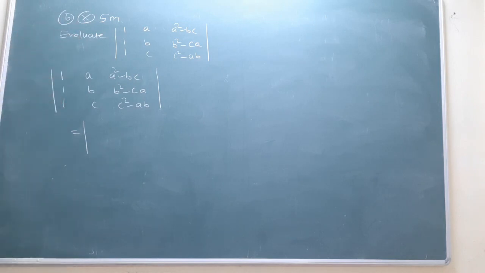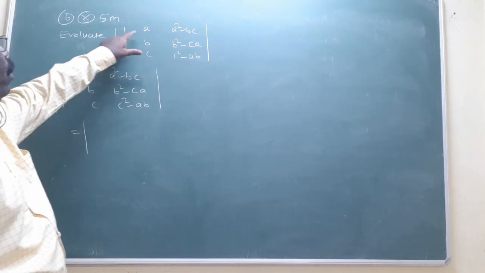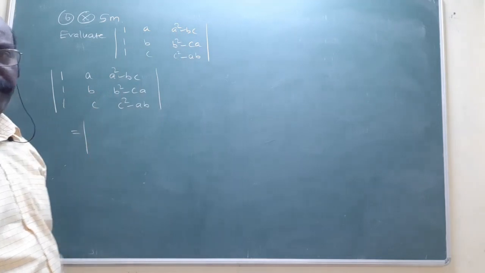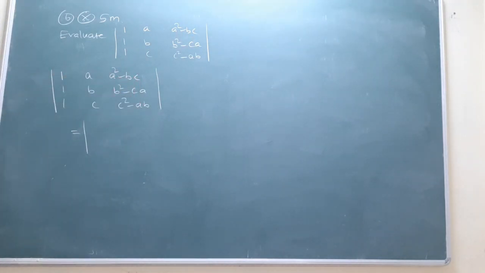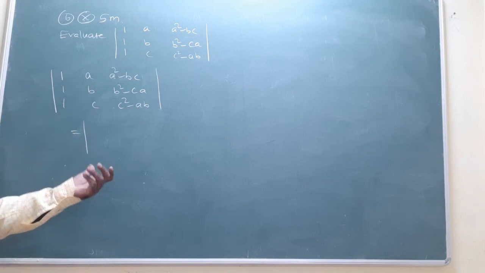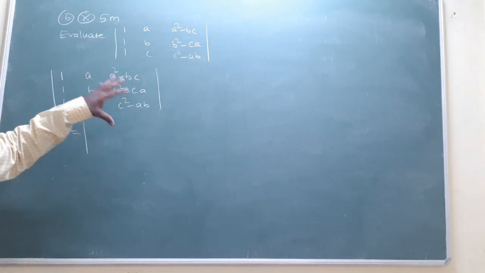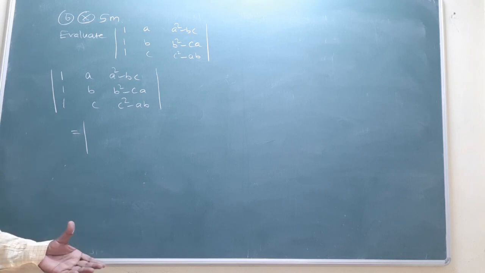Now, question number 6. This is a very important question. Evaluate the determinant with rows 1, a, a square minus bc; 1, b, b square minus ca; 1, c, c square minus ab. Now write the question. Which property is there? Fifth property actually. In the determinant, if the sum of 2 or more terms is involved, you write the sum of 2 or more determinants. Inside the determinant, sum of the 2 elements involved, you will write the sum of 2 different determinants.